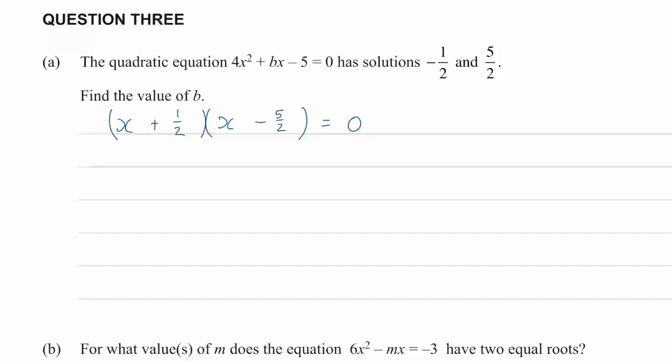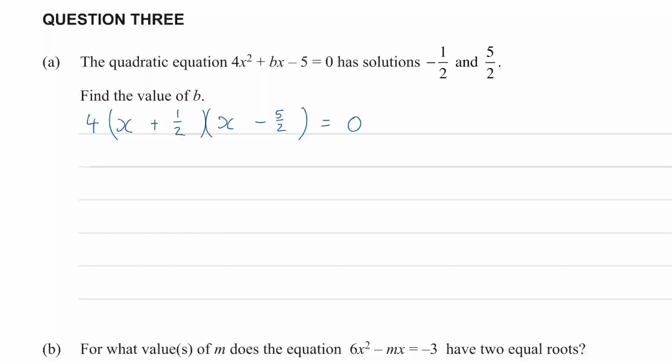Now, just looking back at this quadratic, the coefficient of x squared is 4. So if we were to expand this out, we would get x squared. So to adjust it to have a coefficient of 4, we can multiply it by a 4 out the front, so that when we expand it, we do get that 4x squared.